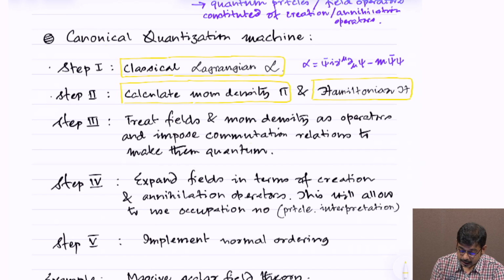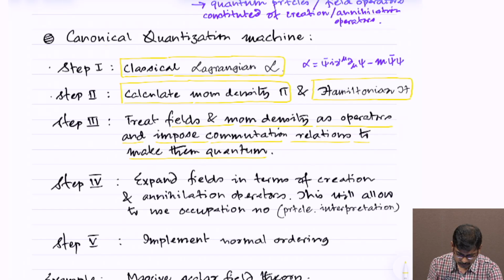In step 3, we now treat these fields and the momentum densities not just as fields, but rather as operators, and we impose the commutation relations or anti-commutation relations amongst them to make them quantum. This is the main step from where we go beyond the classical fields and treat them as quantum fields. Okay. You remember that the basic quantum prescription was the step where we assume that x and p are operators which do not commute, but the commutation relation gives you something like i h cross. Similarly here, the fields and the corresponding momentum density do not commute, but rather give a non-zero commutation relation, and then we have the quantization imposed on those fields.